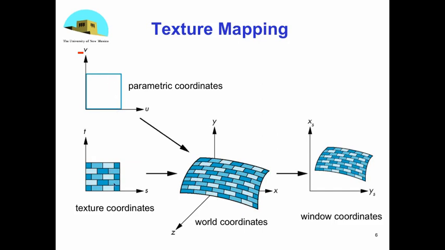So we have a separate space here that's getting mapped over into world coordinates. It tells us there's a point here and a point over here, and when I figure out where that x, y, z is, I can in principle figure out which point back here in ST space is going to give me the color I want. Then eventually this is going to go through the pipeline and be mapped out into screen or window coordinates, where we'll have XS and YS.